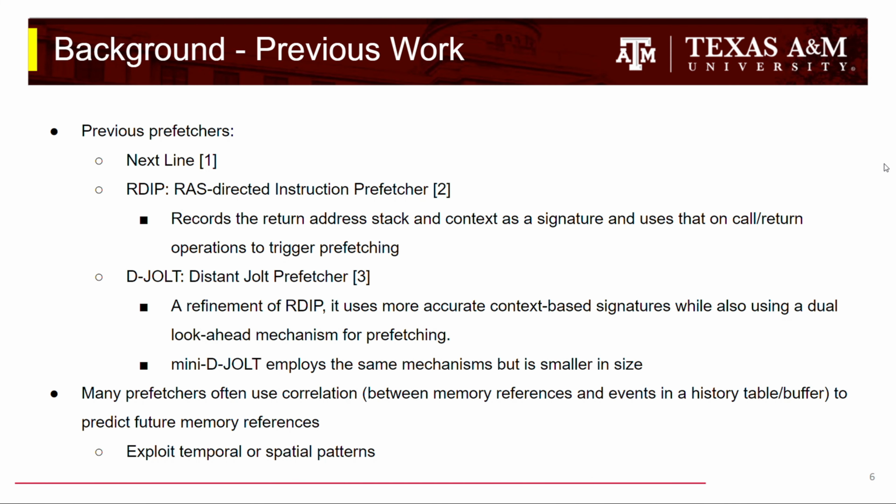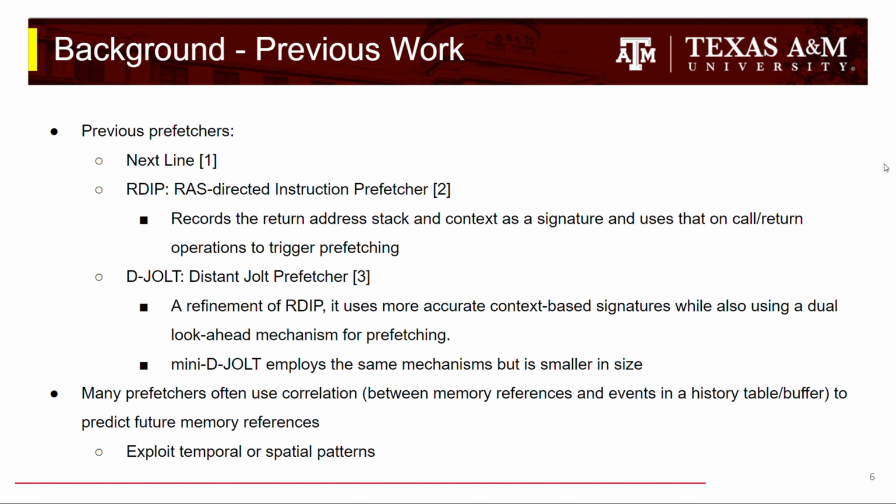Let's look at why the first attempts at speeding up computers with prefetching weren't perfect. Initially, systems like the next line prefetcher just grabbed the next set of instructions in line, which worked fine when things were straightforward and predictable. But as programs got more complex, these simple systems started to struggle because they couldn't always guess correctly which instructions would be needed next. RDIP, which is Return Address Stack Directed Instruction Prefetcher, enhanced this by using the return address stack to predict instructions post function calls, which increased the accuracy.